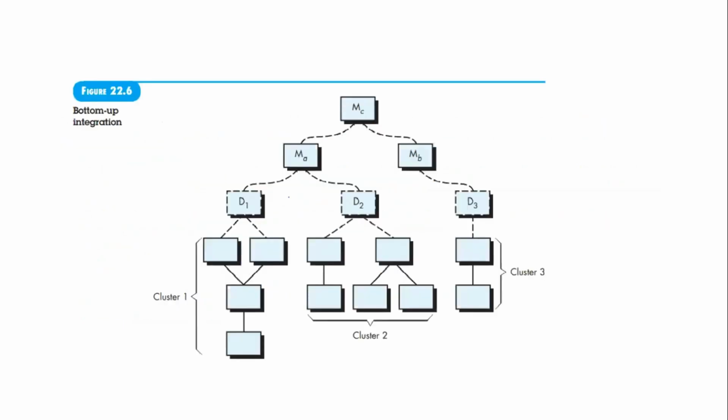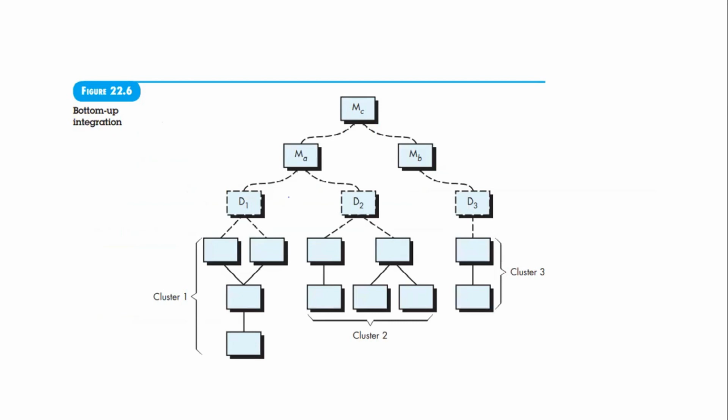So here, the diagram shows cluster 1, cluster 2, and cluster 3. The clusters that perform specific functions will be combined with the help of the drivers. The clusters will be tested and integrated, and then it will keep moving in the upward direction.